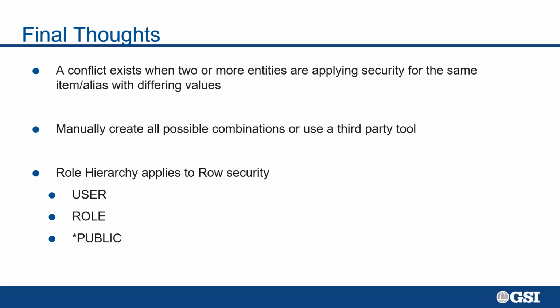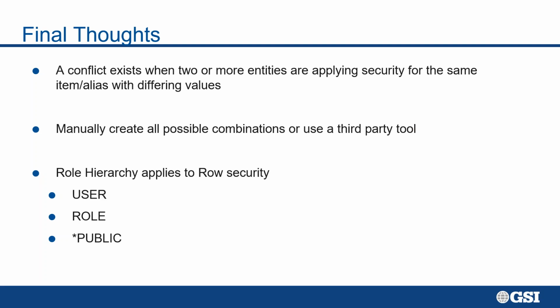And some of our final thoughts here. A conflict exists when two or more entities are applying security for the same data item or alias with differing values. So your yeses and your nos for the same data item or value. That's why, in exclusive mode, you stick to exclusive, you need to deny. In inclusive, you need to grant. The yeses versus the nos. You should not have multiple layers of yeses and nos in your mode. It should be a consistent layer of nos or yeses.